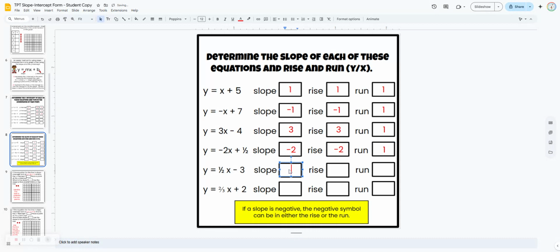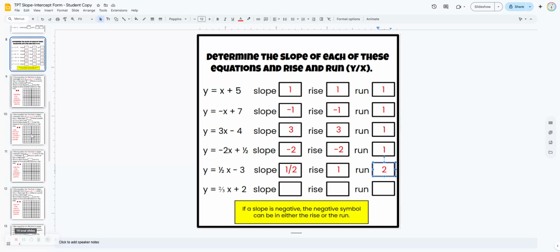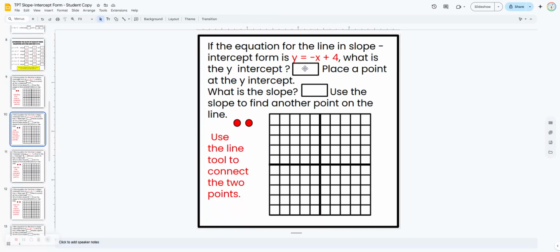If it's in fraction form, it's a little bit easier. 1/2 means we're going to rise 1 and then to the right 2. Okay, so students are going to be doing that on the next several slides. They're given an equation. They have to find the y-intercept. They have to find the slope.